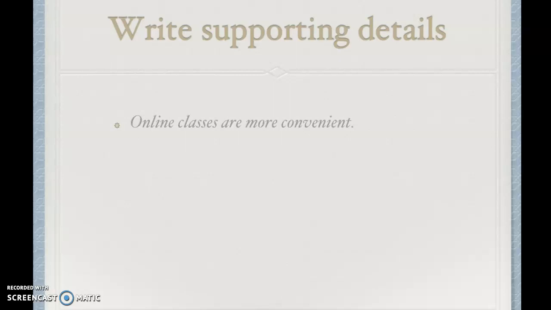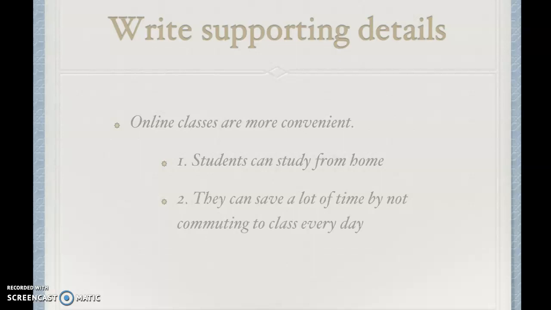Finally, the outline for the third body paragraph is like this. The main idea is that online classes are more convenient. Supporting details, number 1, students can study from home. 2, they can save a lot of time by not commuting to class every day. 3, they can manage their schedule in a better way.